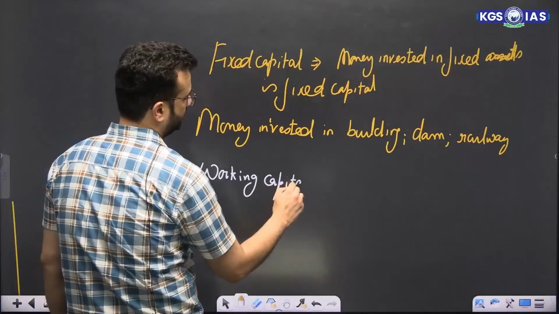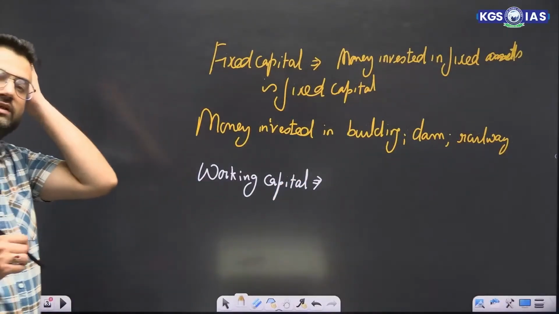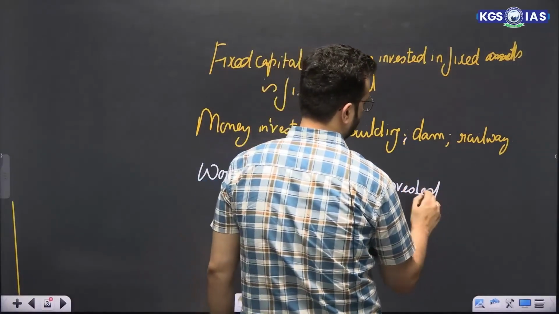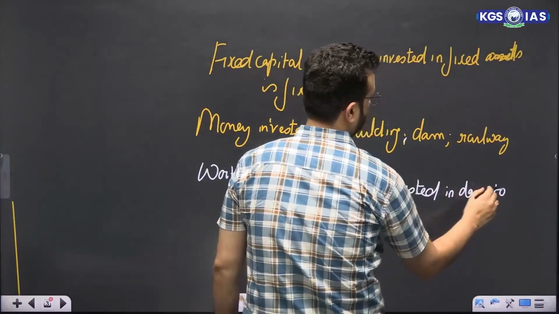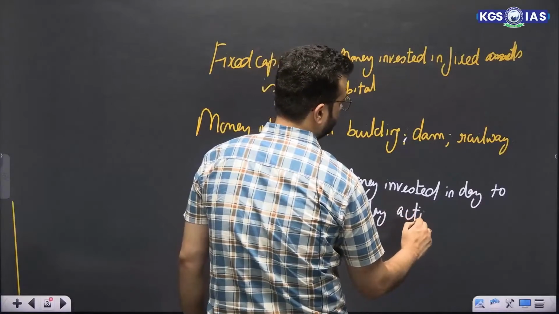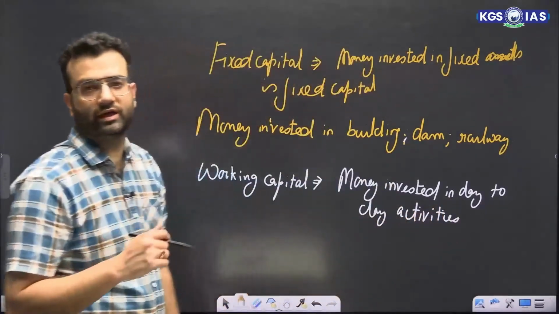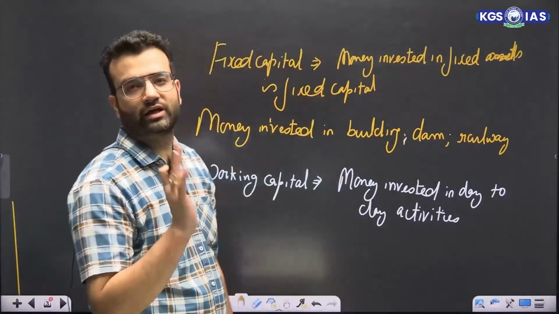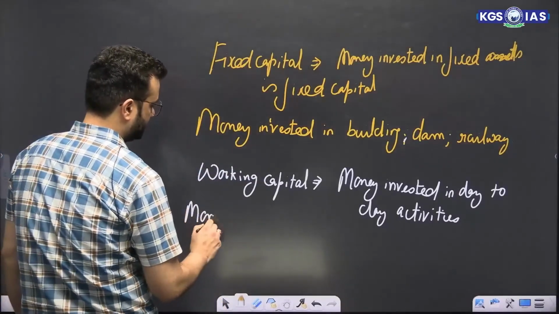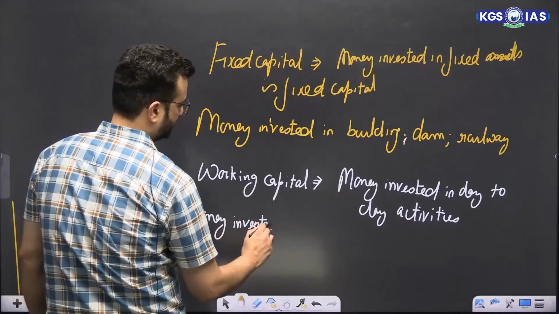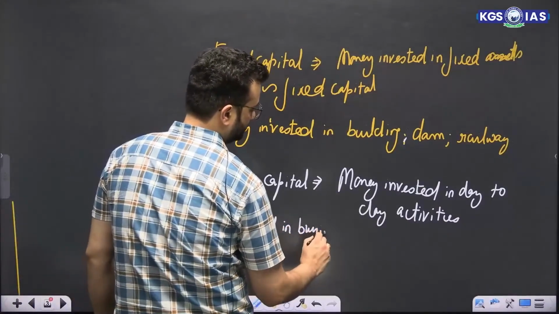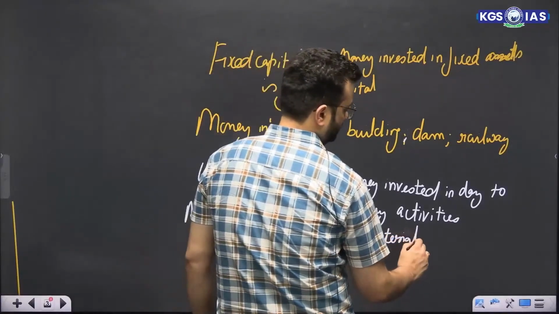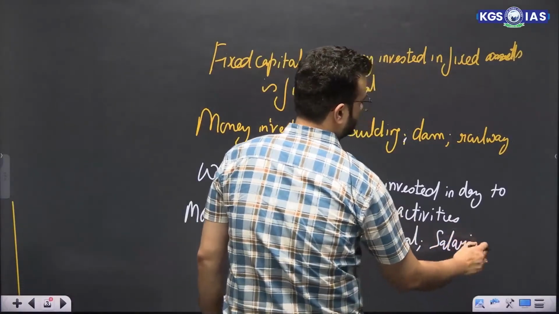Now what is this working capital? ये working capital क्या है? That is money invested in day-to-day activities. All the money that is invested in day-to-day activities is an example of working capital. Means the money that you need to invest in day-to-day, routine activities is working capital. So it involves money invested in buying raw material, paying salaries. So this is all working capital.